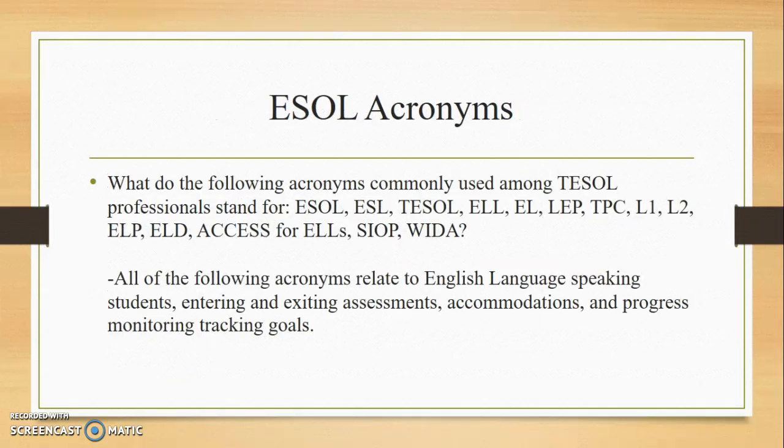The following acronyms on the screen relate to English language learning students' entering and exiting assessments, the accommodations that they receive, and progress monitoring tracking goals.